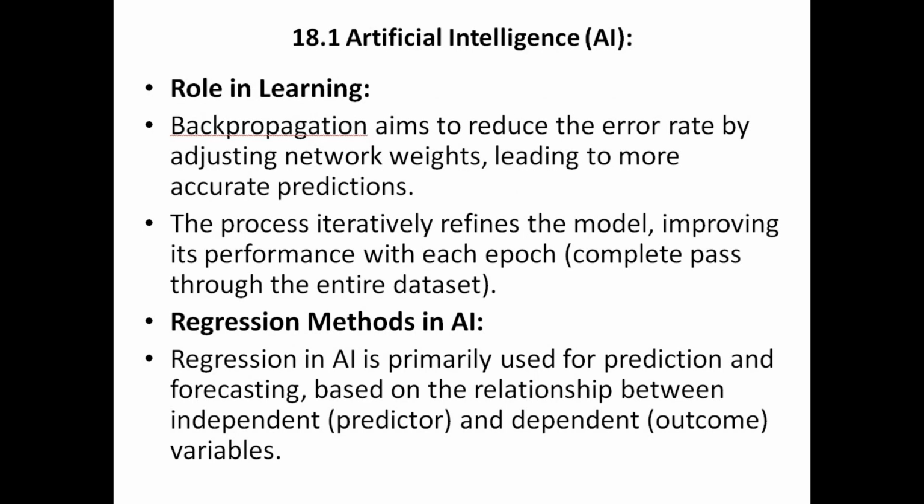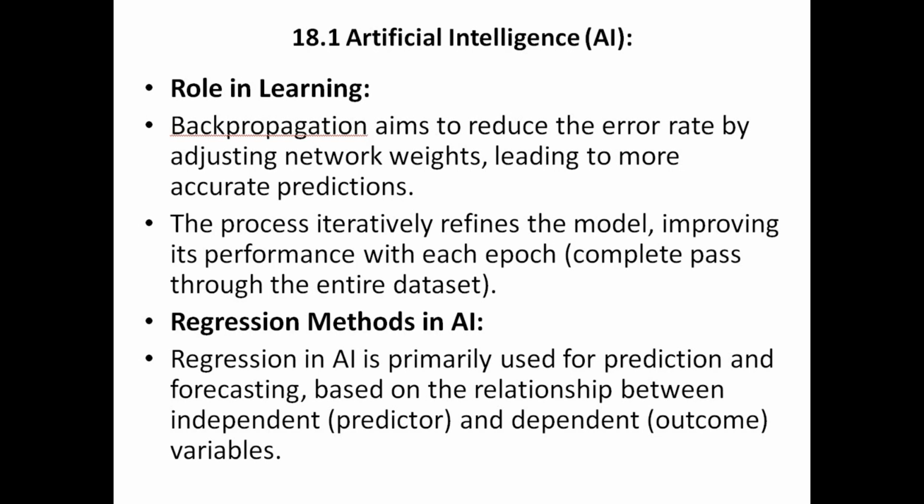Now, how does this help us or the system in learning? Its aim is to reduce the error rate by adjusting network weights, leading to more accurate predictions the more you use the system. The process iteratively refines the model, improving the performance with each epoch, like one complete pass or one complete processing of a dataset.